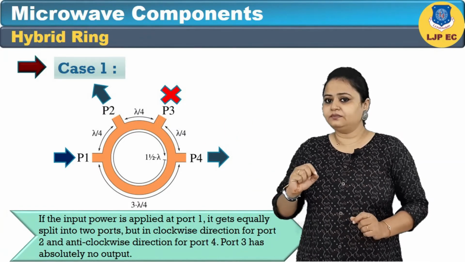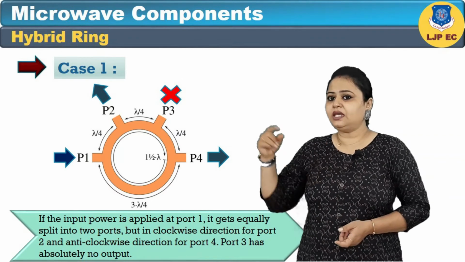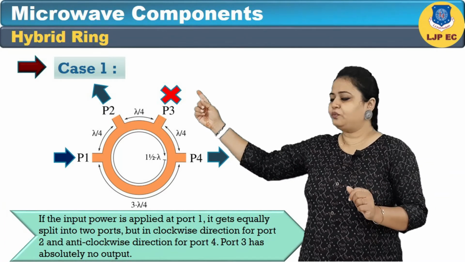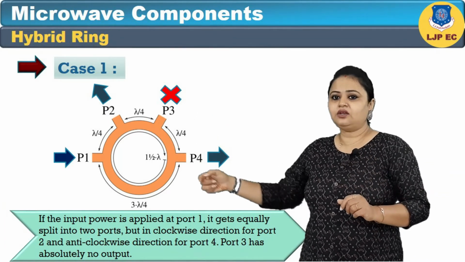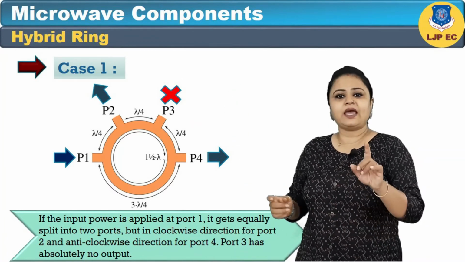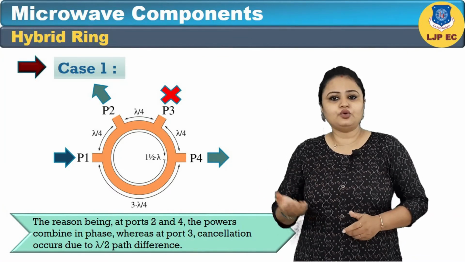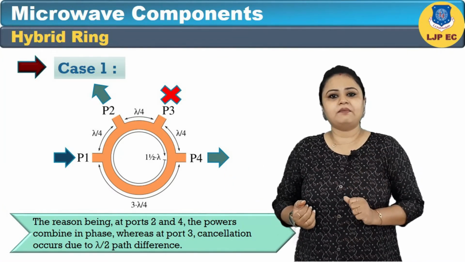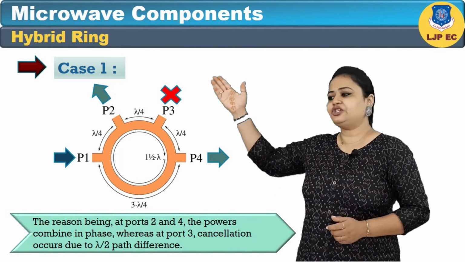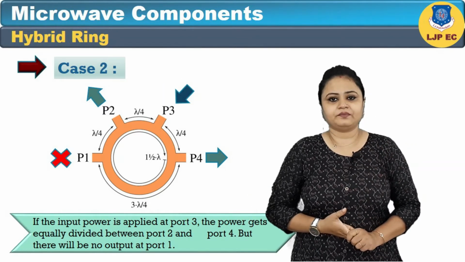In case 1, if the input power is applied at port 1, it gets equally split into 2 ports, in the clockwise direction for port 2 and the anti-clockwise direction for port 4. Port 3 has absolutely no output. The reason is that at port 2 and 4 the powers combine in phase, whereas at port 3 cancellation occurs due to lambda by 2 path difference.